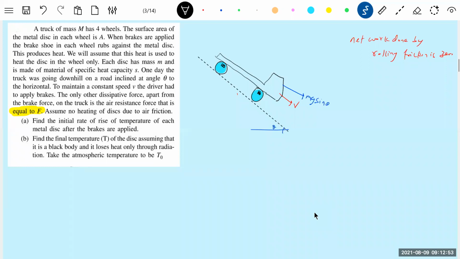Now the rate at which gravitational potential energy decreases, mg sin theta into v, should be equal to power dissipated in the brakes plus power dissipated to overcome the air resistance. Air resistance is directly given, F into V.